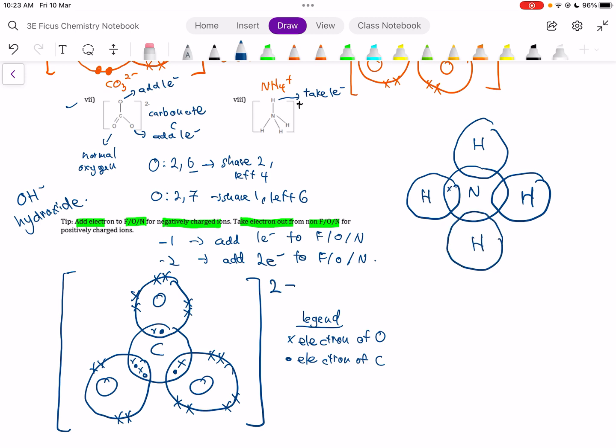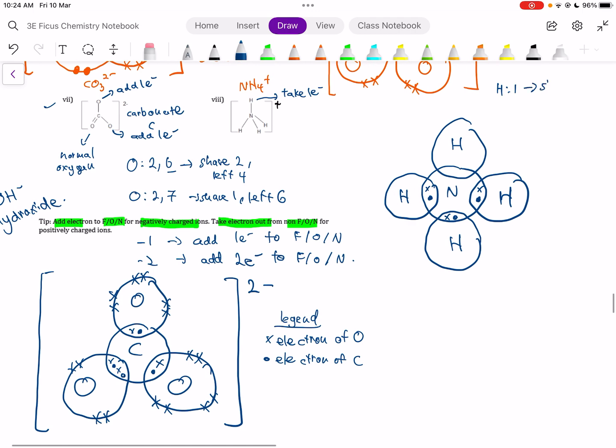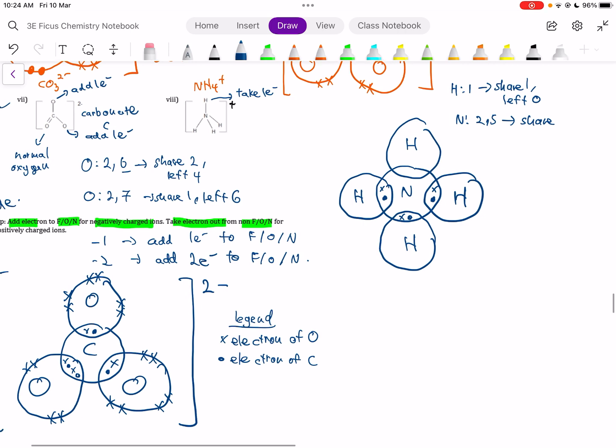Okay, so hydrogen all share 1. Nitrogen shares the remaining 2, because hydrogen shares 1. Okay, share 1, left 0. Okay, nitrogen, what you do is 2, 5. Normally you will share 3, right? But this case is quite unique, in a sense that it has to share these 2 also, because this hydrogen is empty. Okay, this one would be a very tough one.